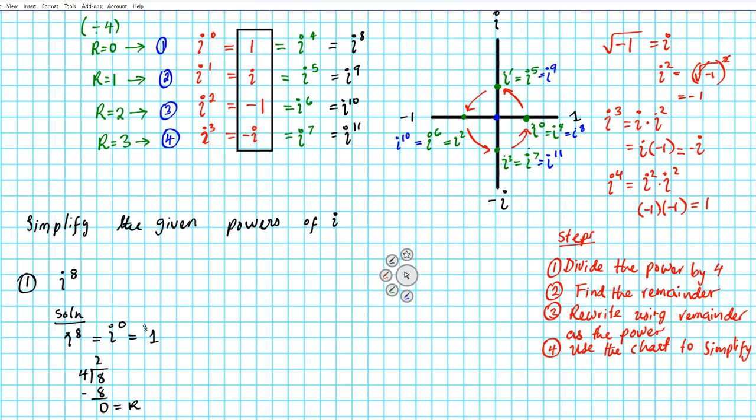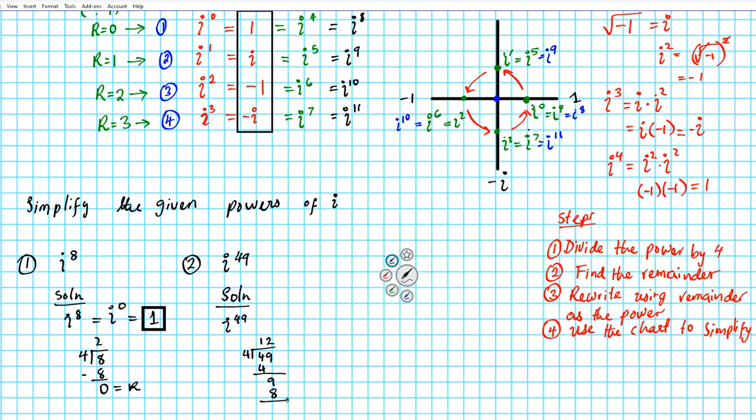Now let's take a look at another example. Number 2, let's say you want to find i to the 49th power. How do we do that? To find i to the 49th power, following the steps, you divide the power by 4. Okay? 4 goes into 4 one time, 1 times 4 is 4. So bring down the 9. 4 goes into 9 twice. 2 times 4 is 8. When you subtract that, you get 1. There goes your remainder right there.